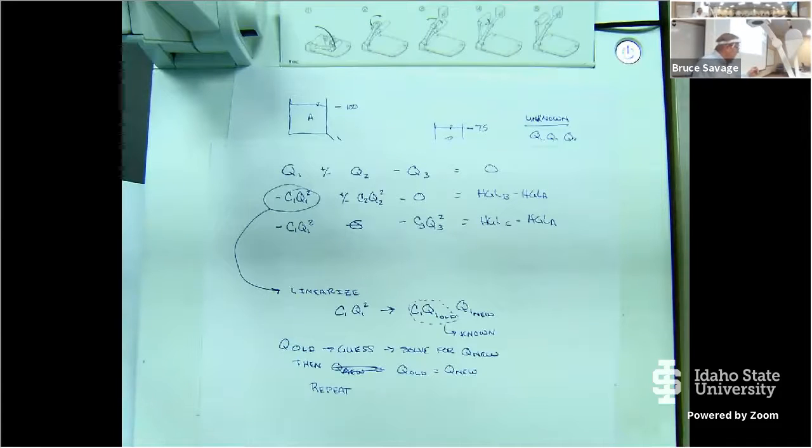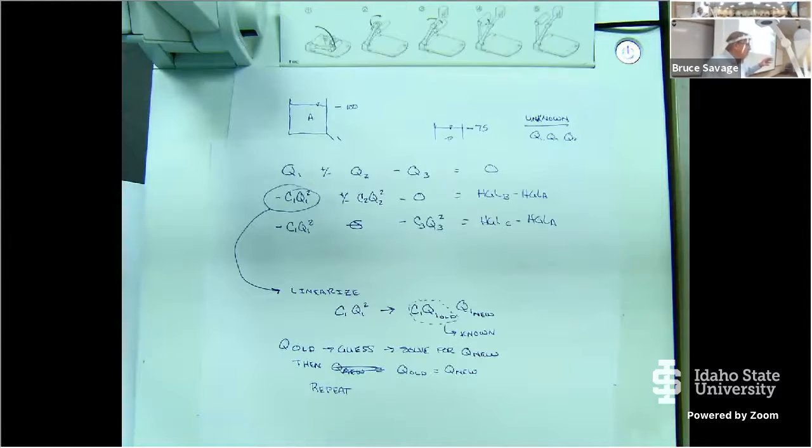No, you don't keep guessing. I'm glad you brought that up because this is an interesting distinction. We guess once, and then we solve for Q new. Q new becomes our new guess. We don't guess a new value. Then we take that and solve, that becomes Q old. And then we solve for Q new again, and that becomes the new guess. So the new guess is built into the process.